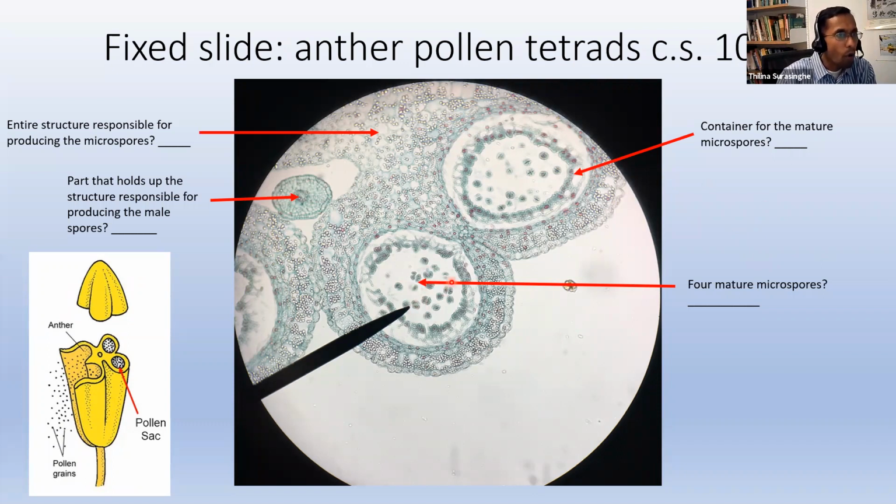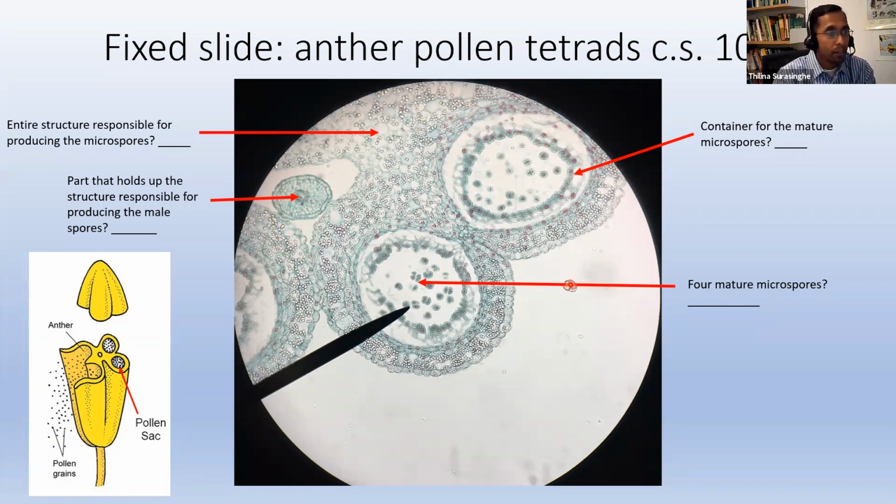All over you see sets of 4 cells, and here too, lots of 4-cell groups. So inside the pollen sac, what you see are pollen tetrads, which are produced after meiosis. So pollen tetrads are haploid. The pollen sac itself is diploid. Remember that. And then this particular thing is the filament. The filament is the stalk that lifts the anther up in the flower.